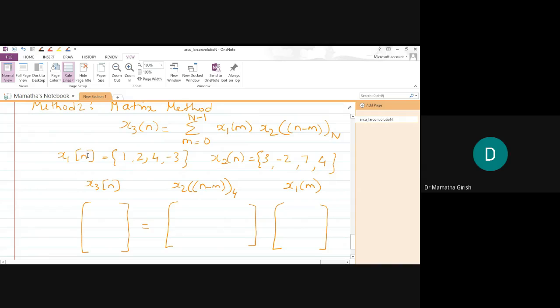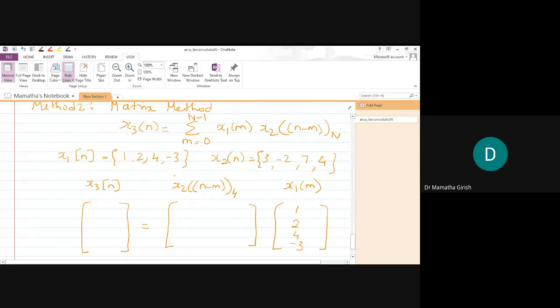x1 of m. The same thing, instead of n domain, you must visualize m domain. No issues. It's n, m or k domain. Doesn't matter to me. So just draw down the sample values as it is vertically. It's 1, 2, 4 and minus 3. Is it clear? Do not disturb the first sample, x1 of m as it is. Okay, as it is, no change.